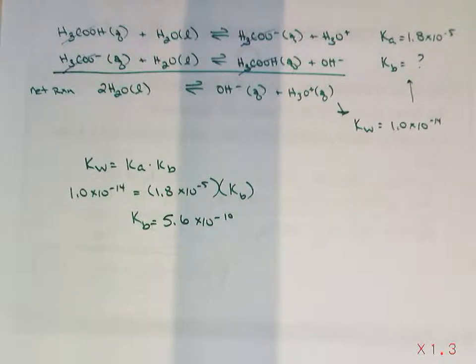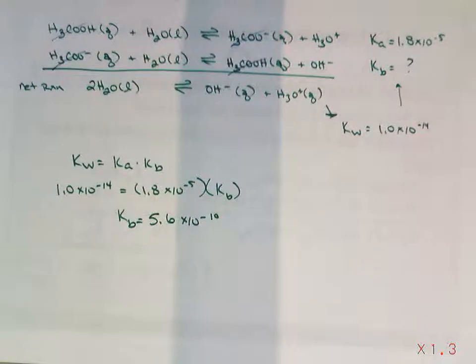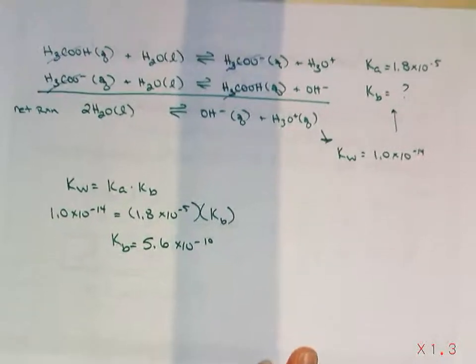Everybody get the same answer as me? Of those who have a calculator out? Okay, good. Any questions about that? That's pretty straightforward, I think. Ka times Kb is Kw. So if you know one, you always know Kw. You find whatever's left.